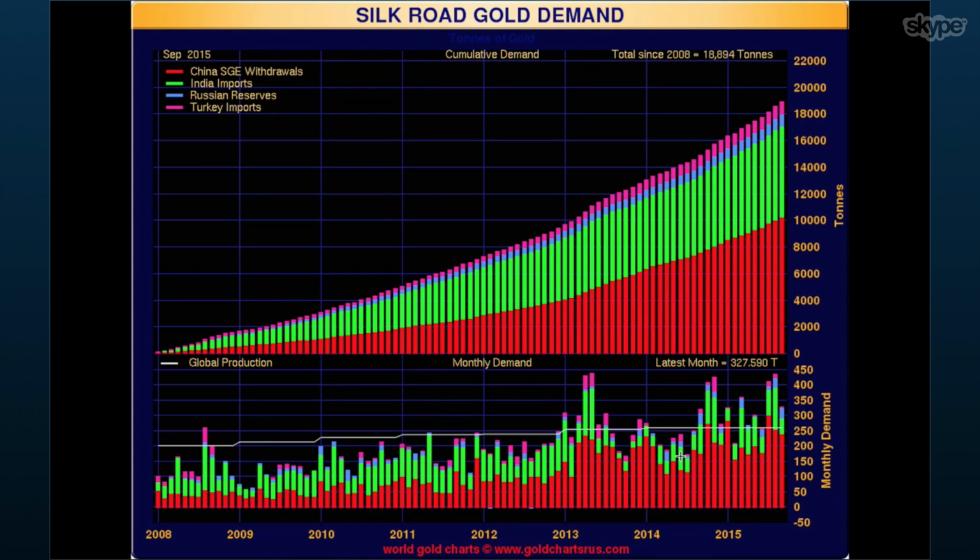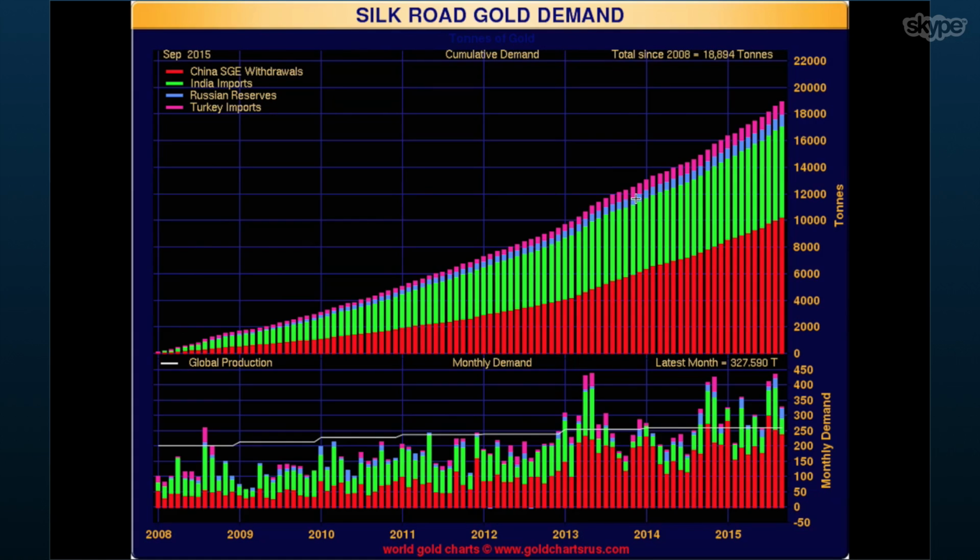And this chart that Nick Laird from sharelinks.com had sent to me on Friday has a lot to do with what the report was today on the most recent nails. If you look at this chart, this is cumulative starting with 2008. And this is imports of gold into China, India, Russia, and Turkey. And so this is the Chinese, and this is India, Russia, Turkey.